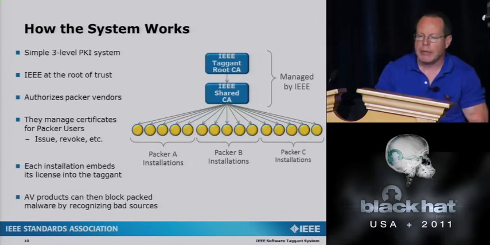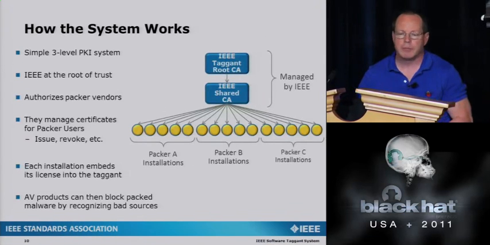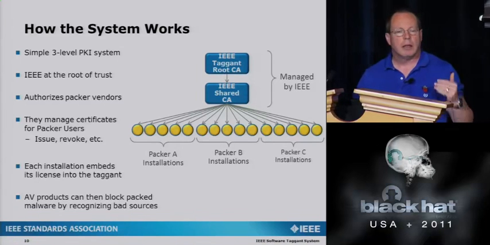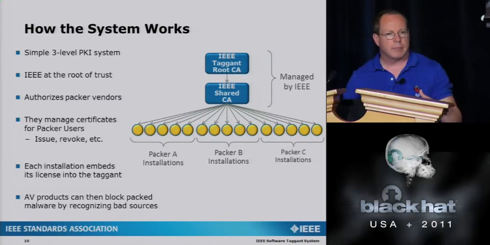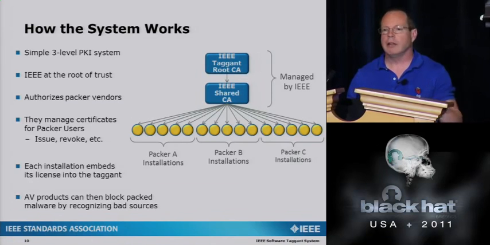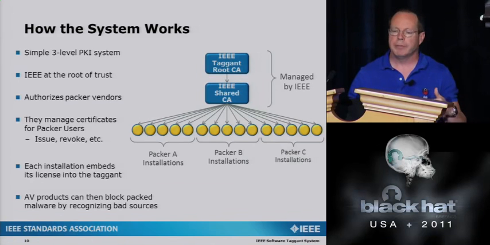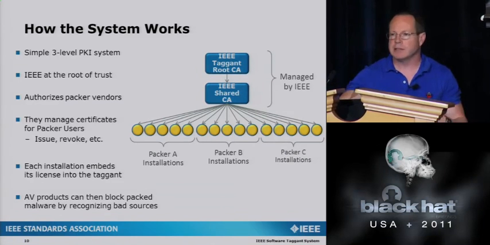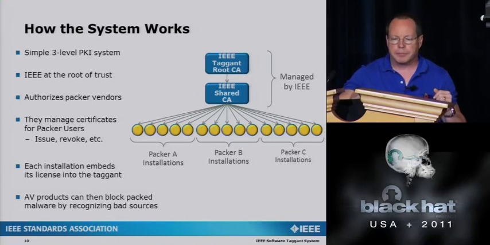Okay, let's talk a little bit about how the system works. It's a 3-level PKI system. IEEE is at the root of the trust, and we authorize packer vendors. When we do that, we generate a unique identifier for them and give them access to the PKI system that allows them to create licenses for their users under this system. They manage the certificates for the packer users. They issue them. They can handle revocation, as can IEEE.